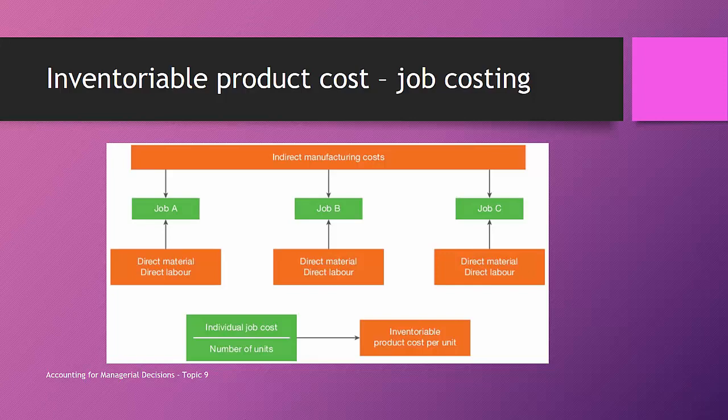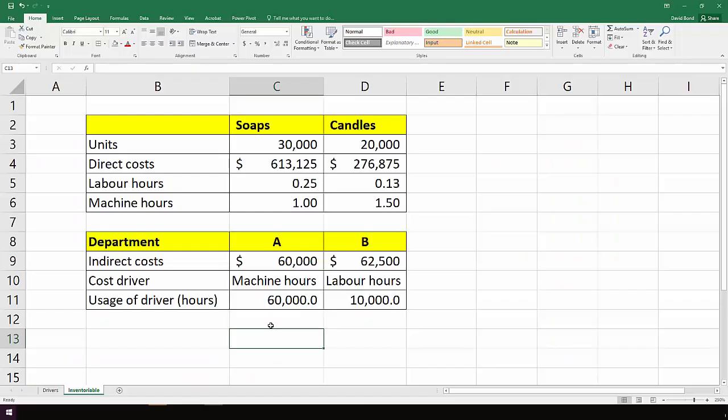So you're going to have to figure out a way to allocate them out, which is what we're about to do here with two particular products, soaps and candles, with 30,000 units of soaps and 20,000 candles. So we've got two different batches going through. The direct costs we've been able to identify are 613,125 in soaps, and 276,875 in candles.